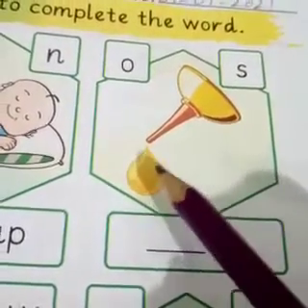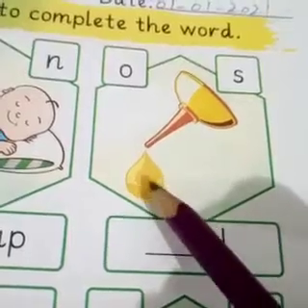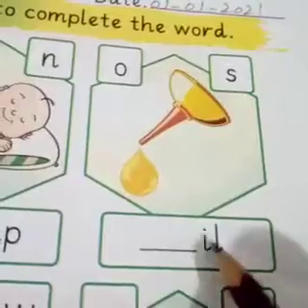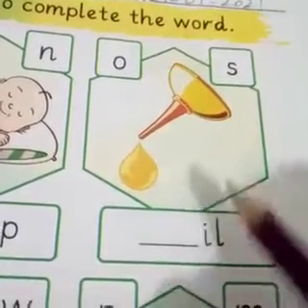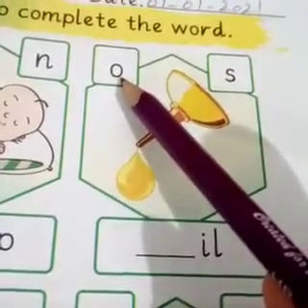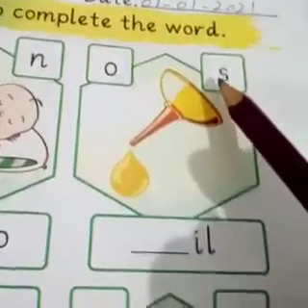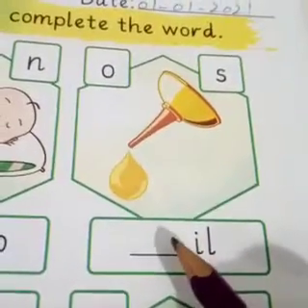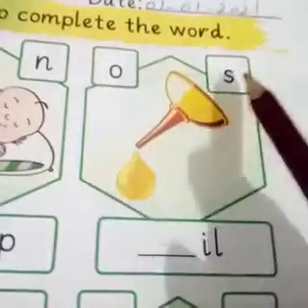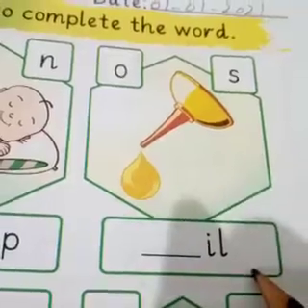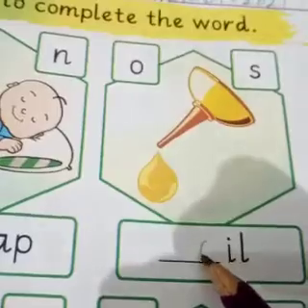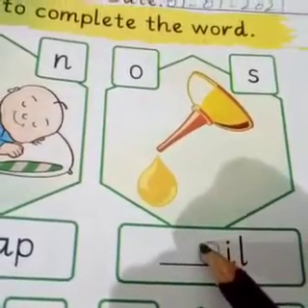Oil. Here we can see a drop of oil. Oil. I-L. O says O. S says S. Now you will guess that what we will write here. O or S. Yes, we will write here letter O. Oil. Oil, like this. Okay, very good.